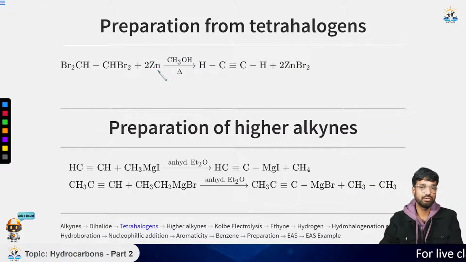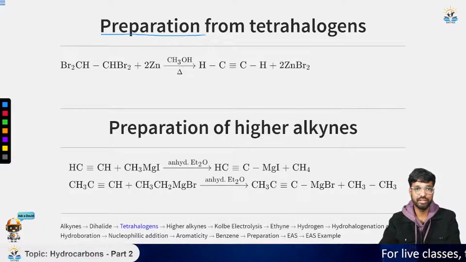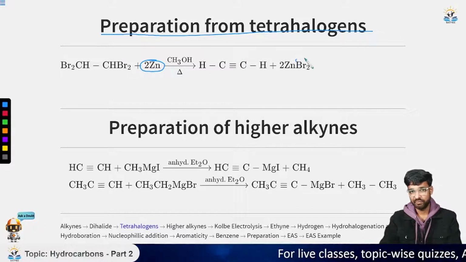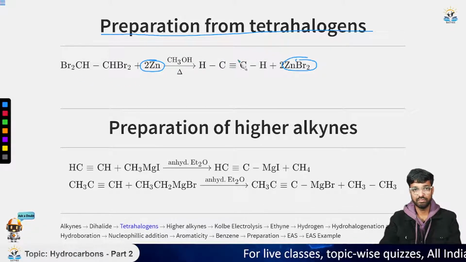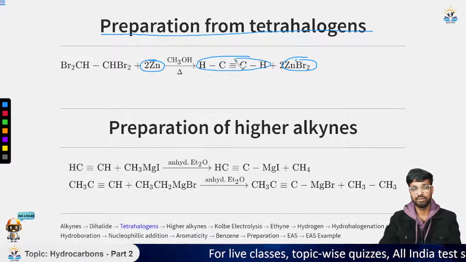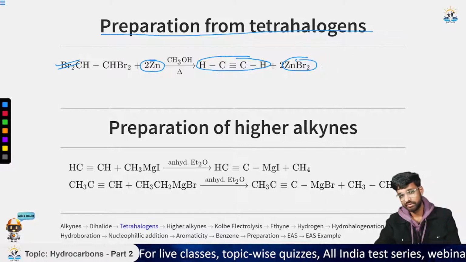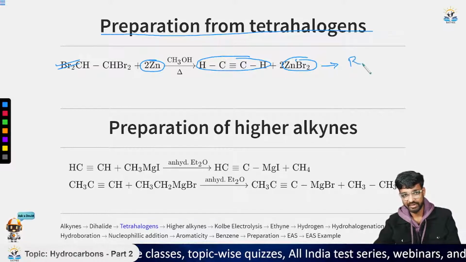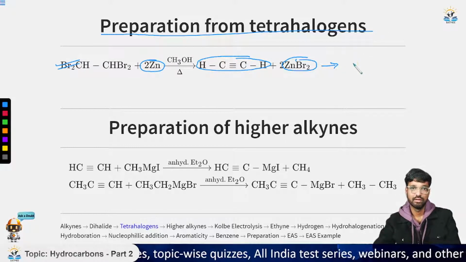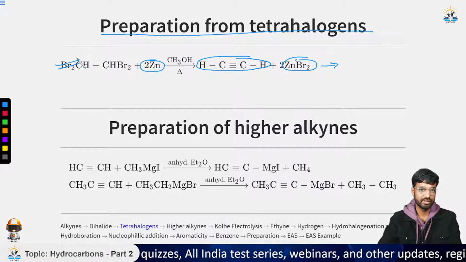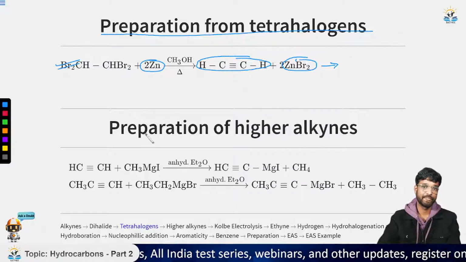Now moving on to the next preparation, we can do it using a tetrahalide also. In that case we use 2 moles of zinc metal, 2 moles of ZnBr2 are formed, and one ethyne molecule is formed. So this can also be used. It is a reduction type of reaction. So it is preparation from tetrahalides, because we have 4 halogens here, 2 here and 2 here.